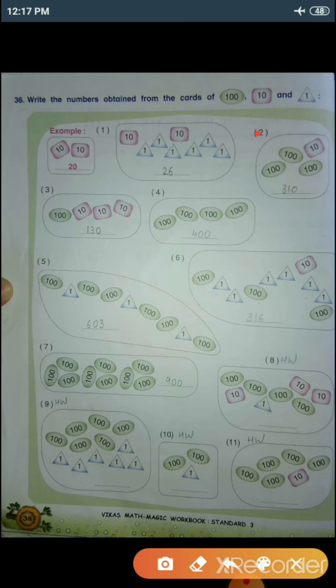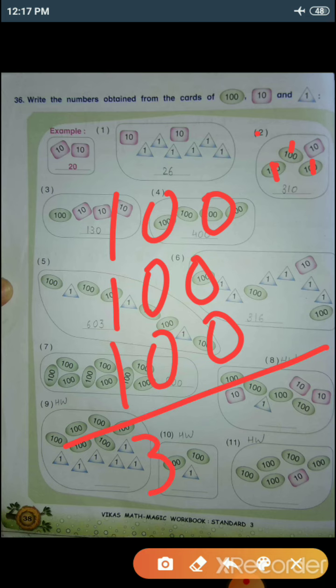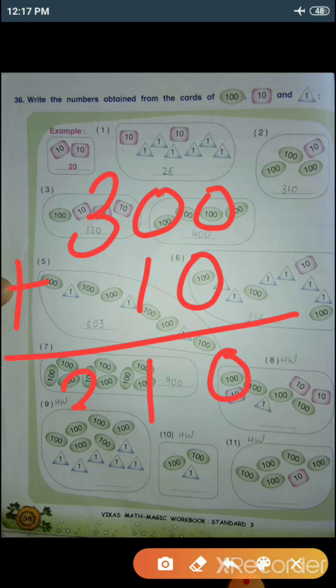Now number 2. You can see here 100 is given and 10 is given. First we'll calculate 100. How many hundreds are given? 1, 2 and 3. That means 100 plus 100 plus 100, so it will give you 300. You can also solve it directly. You can directly write 300, and one box of 10 is given. So just add these numbers: 0, 1 and 3, that means 310.